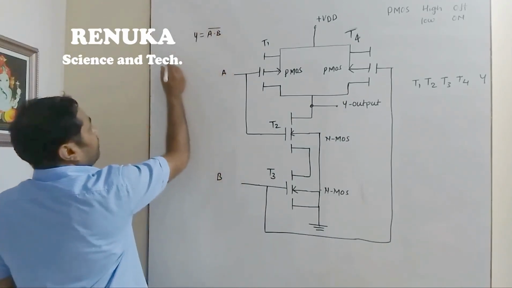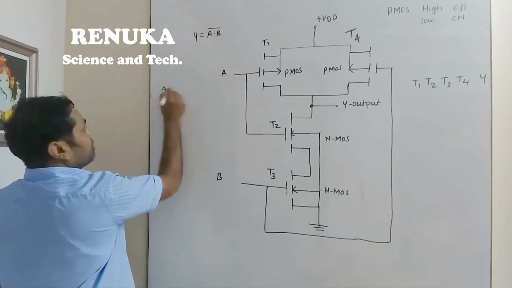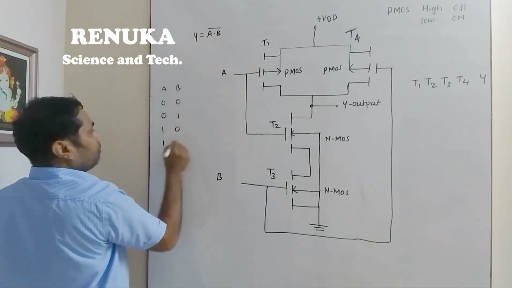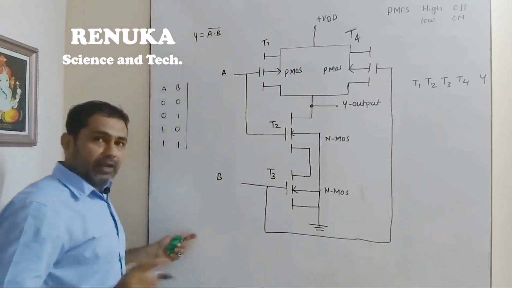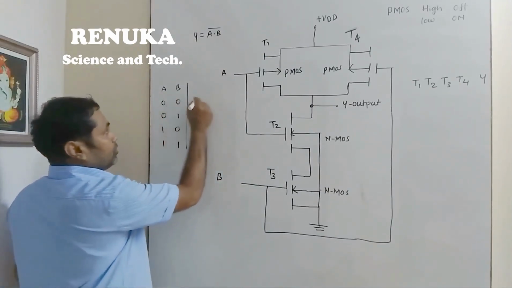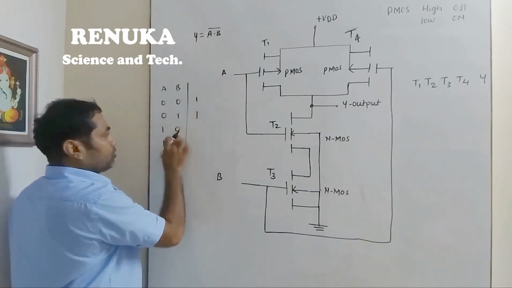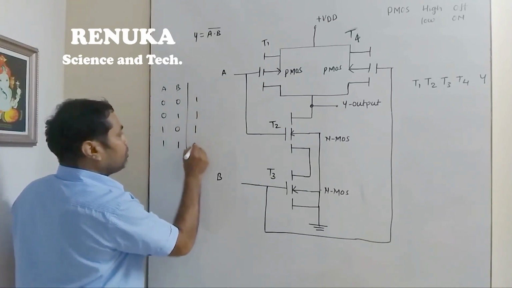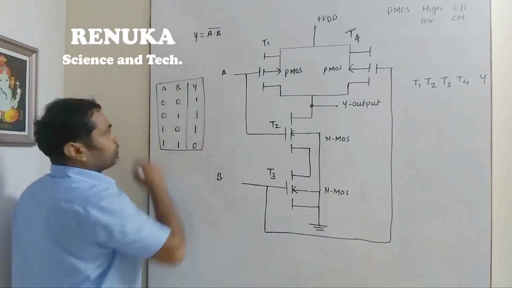So we can draw the truth table. As there are 2 inputs, there will be 4 possible combinations: 0, 0; 0, 1; 1, 0; or 1, 1. In a NAND gate, the product is done first and then the complement. So 0 into 0 is 0, 0's complement is 1; 0 into 1 is 0, 0's complement is 1; 1 into 0 is 0, 0's complement is 1; 1 into 1 is 1, 1's complement is 0. So this will be the truth table for the NAND gate. We have to check this.